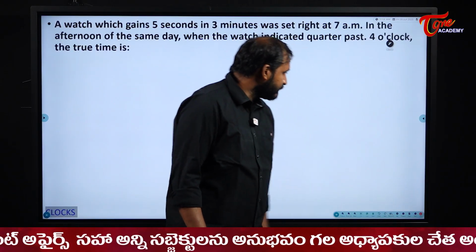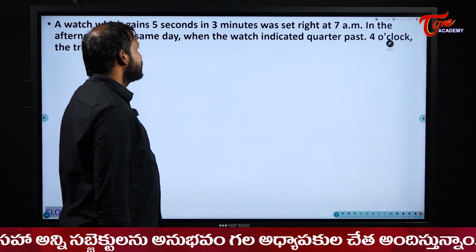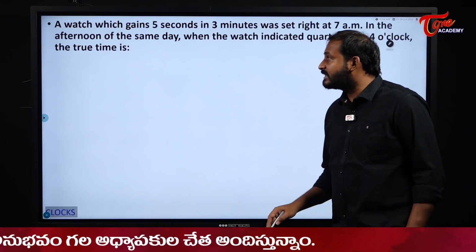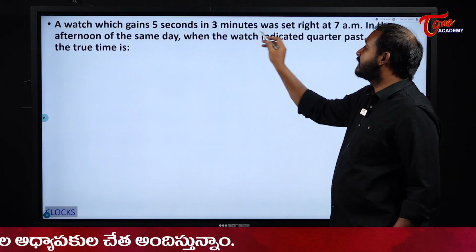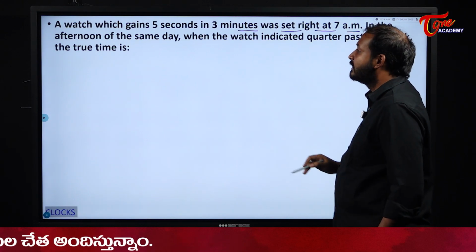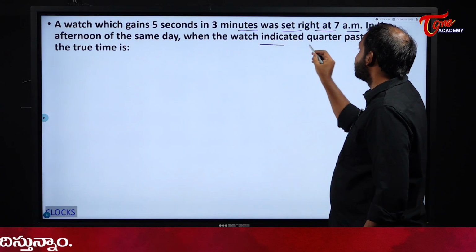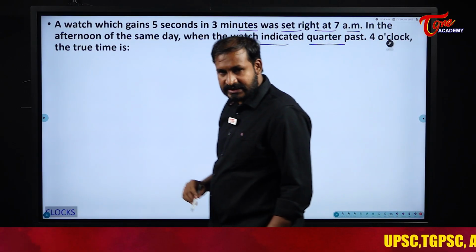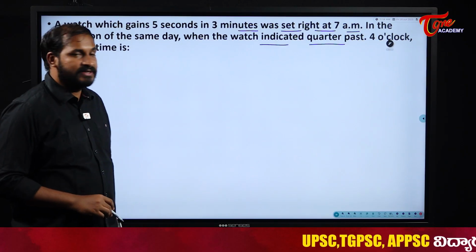Okay, next one. Now, a similar one, students, which we have solved in our previous case. Pause the video and try to get the answer. A watch which gains 5 seconds in 3 minutes was set right at 7 a.m. In the afternoon of the same day, when the watch indicated 4:15 o'clock, what is the true time? It is the same similar one which we have solved in our previous case also.